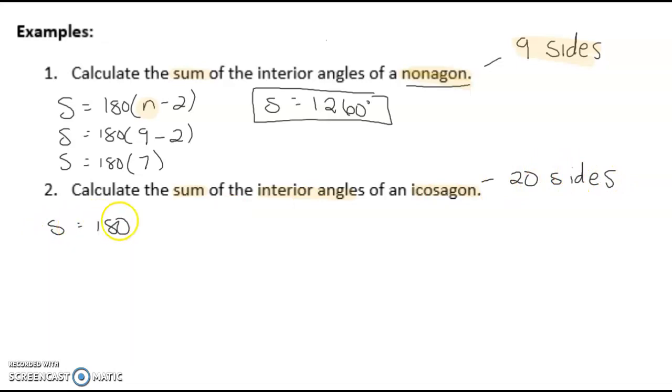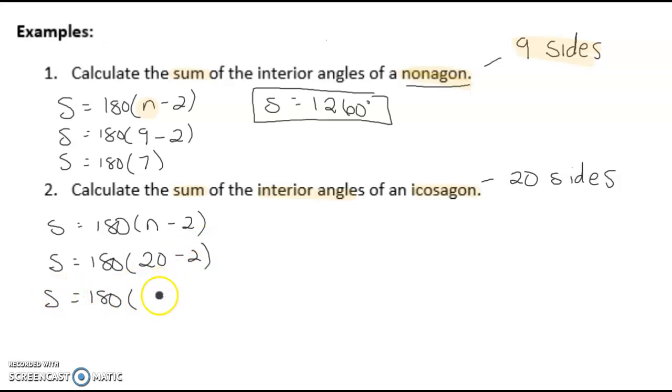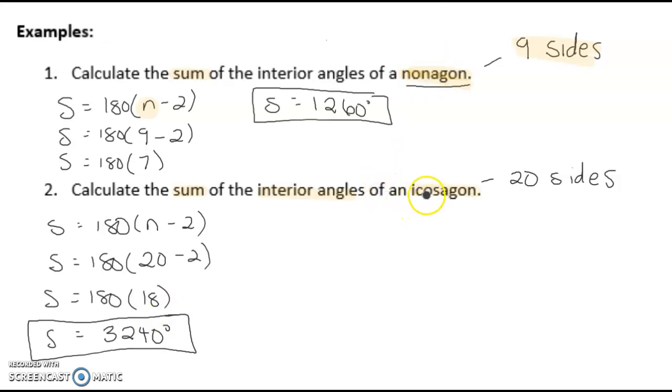S equals 180 in brackets n minus 2. And then we fill in what we know. 180, n is 20, subtract 2. And then S equals, you keep your 180, but then we take 20 minus 2, which gives us 18. And then when you multiply 180 times 18, you will get 3,240 degrees. Okay, so using this formula is like a lifesaver, especially when you get up to these crazy high numbers of sides, okay?